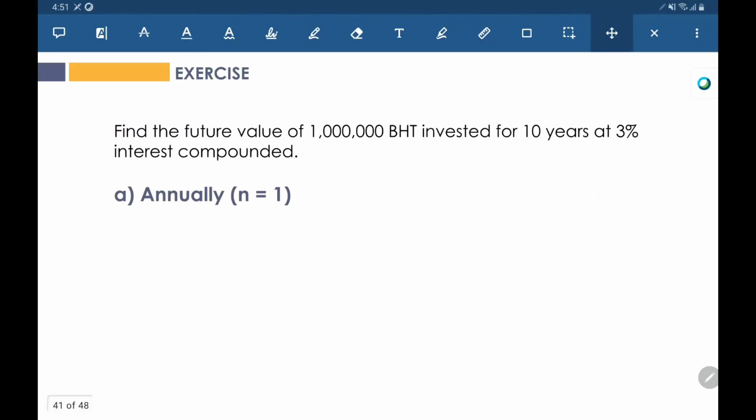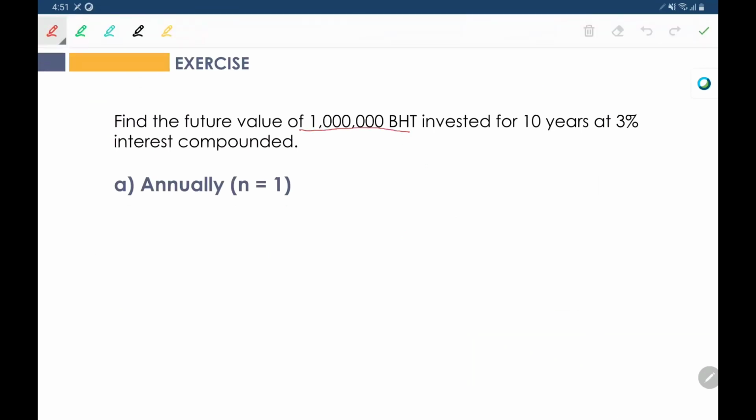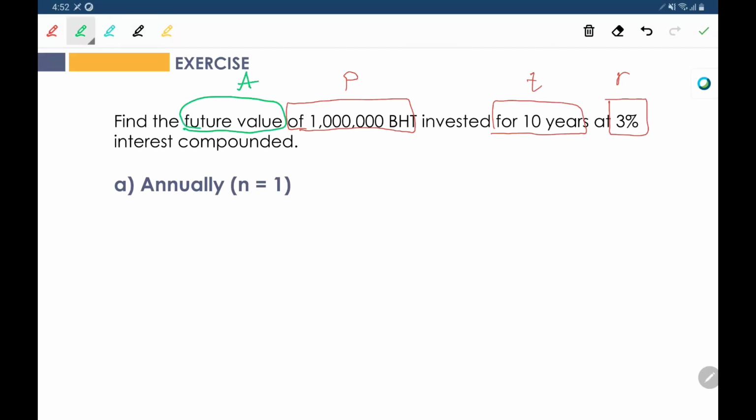Find the future value of this amount of money invested for 10 years at 3% interest compounded annually. So we start here. This one is the principal. Invested for 10 years, this is T. And the interest is 3%, this is R. They ask you for the future value, which is A. Then, from the future value of the compounded interest, A is equal to P times (1 plus i) to the power of N.